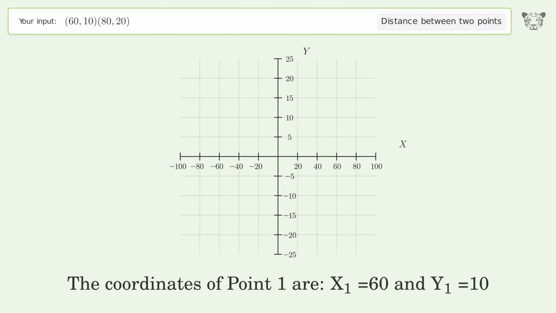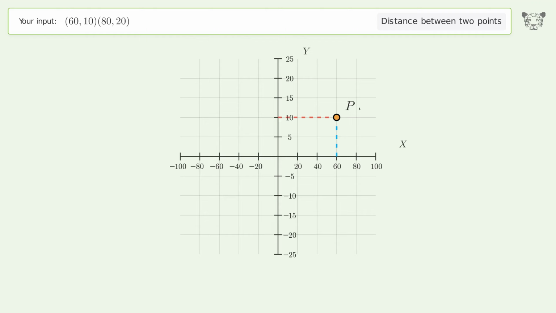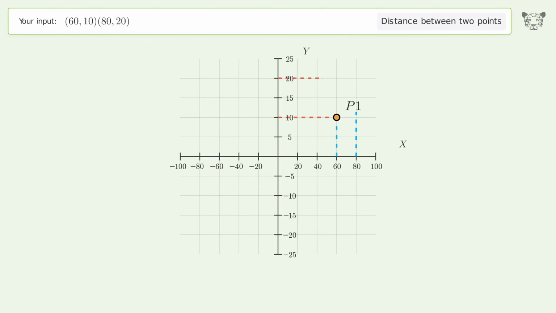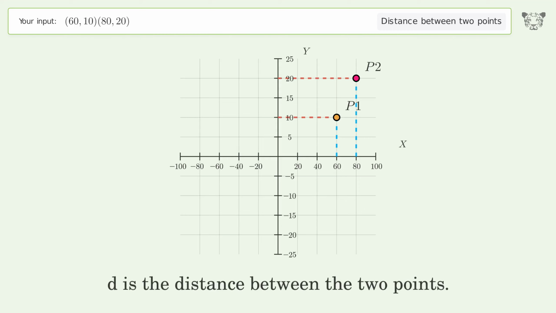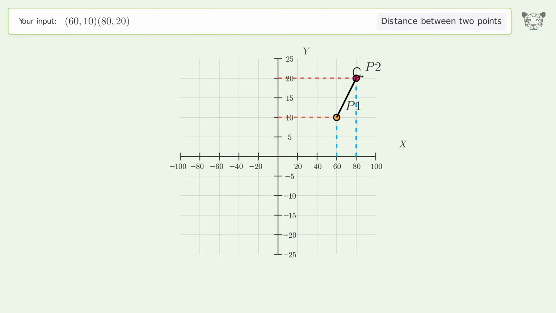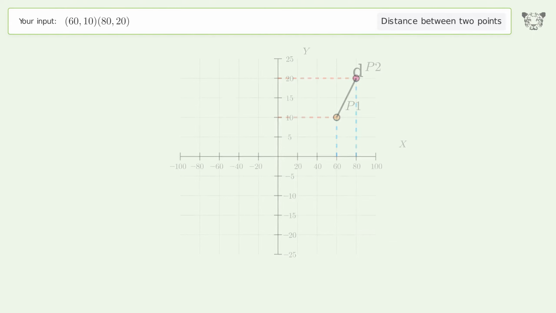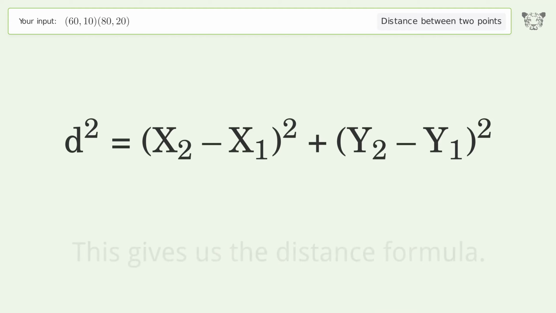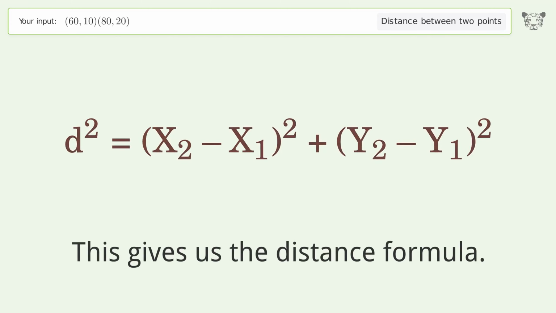The coordinates of point 1 are, x1 equals 60 and y1 equals 10. The coordinates of point 2 are, x2 equals 80 and y2 equals 20. D is the distance between the 2 points. First, take the square root of both sides of the Pythagorean theorem. This gives us the distance formula.